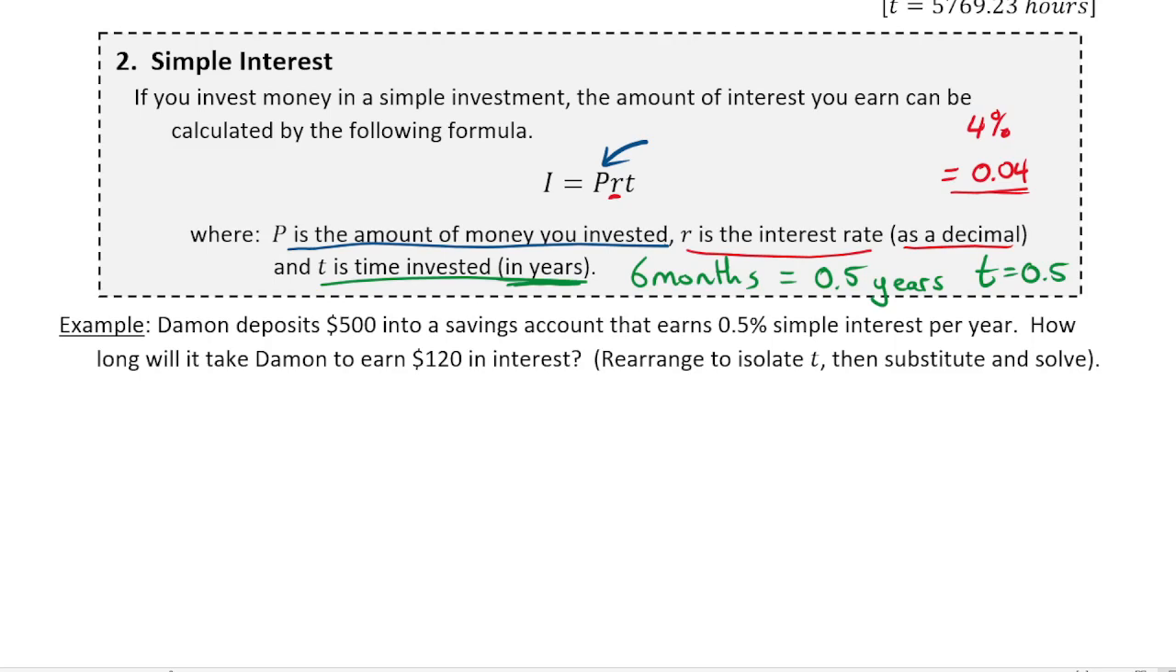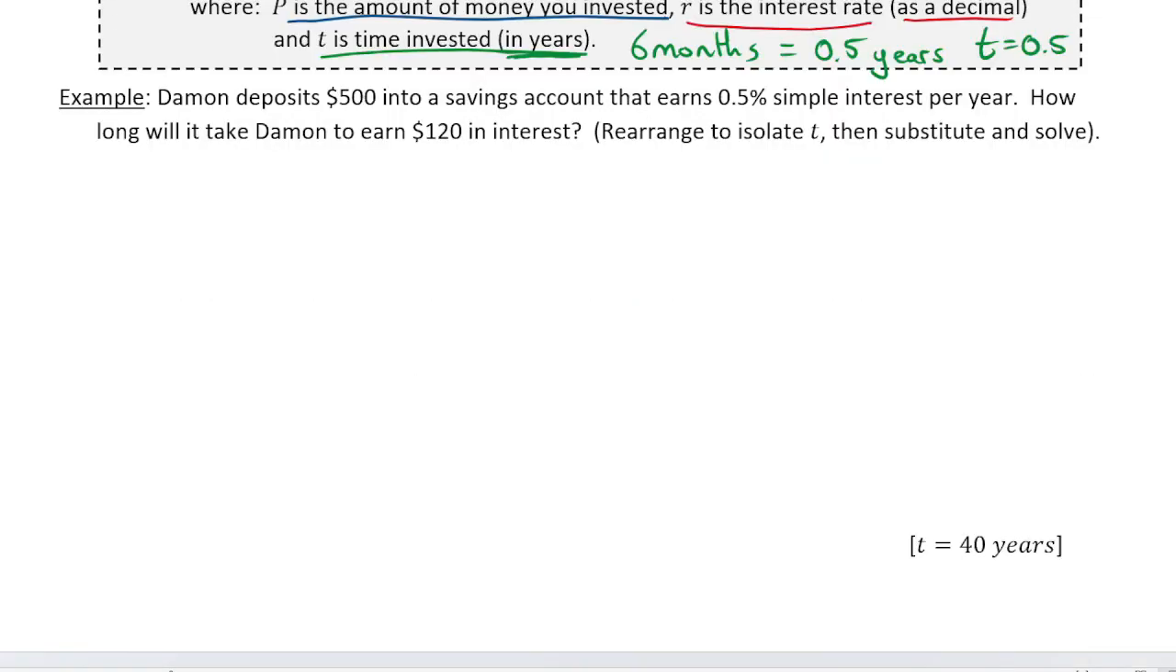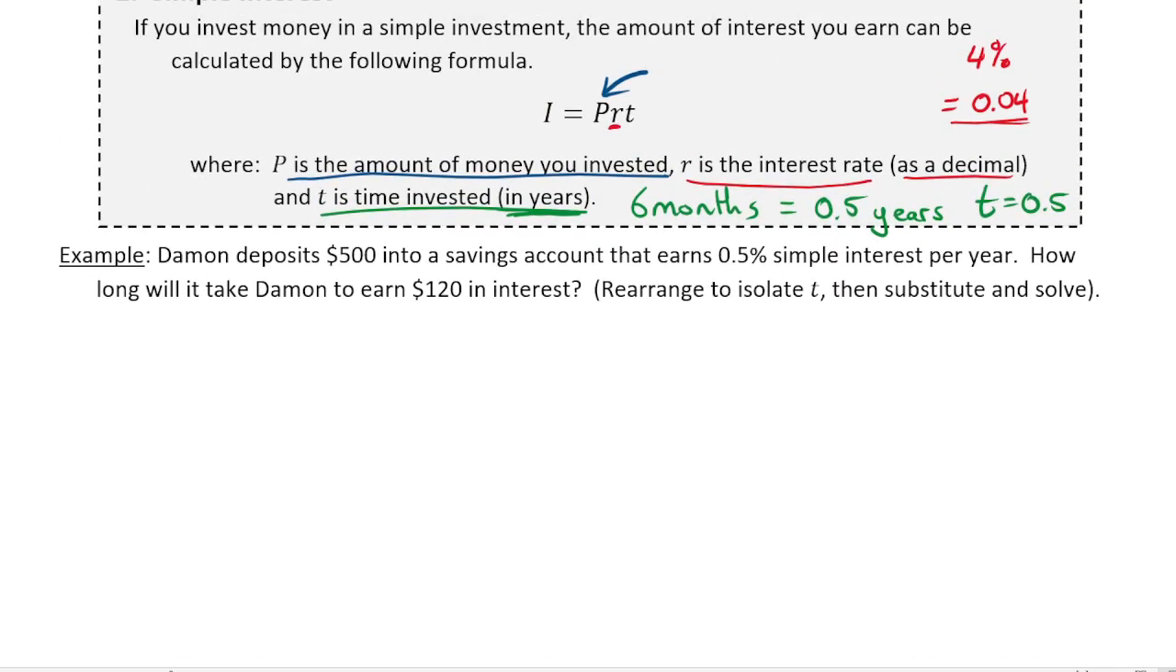If you're ever at the point where you need to buy a car or a house or something, quite often you'll borrow money from the bank instead, and then instead of earning interest, you will have to pay interest to the bank. So it works either way. From this example here, you can do both. But in this specific example, we have Damon. He deposits $500 into a savings account. So this is what he does at the beginning. So this is his principal.